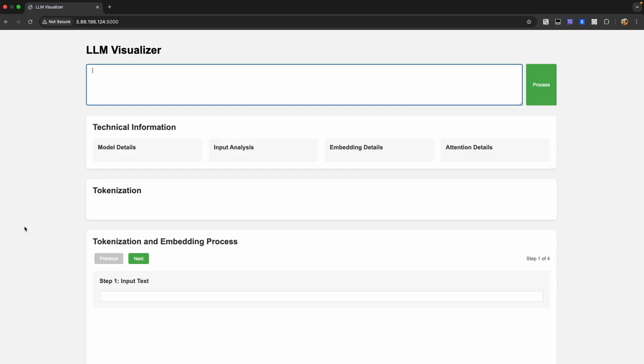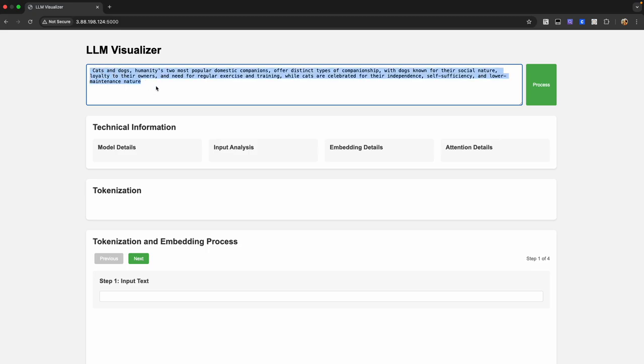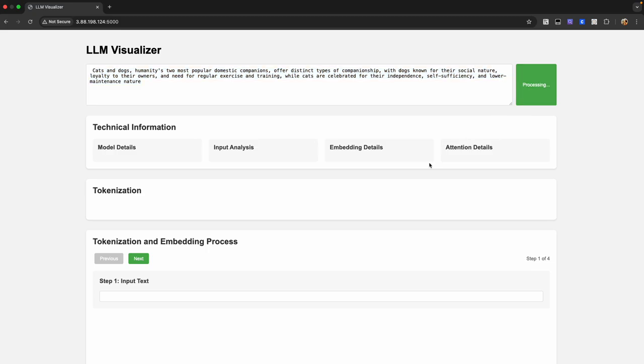Okay, so I'm just gonna copy some text. This particular visualizer tool demonstrates three key aspects of NLP: 3D semantic embeddings, attention mechanism, and tokenization process. So let me walk you through what happens. This is the text I'm providing. Let's first look at the tokenization process.